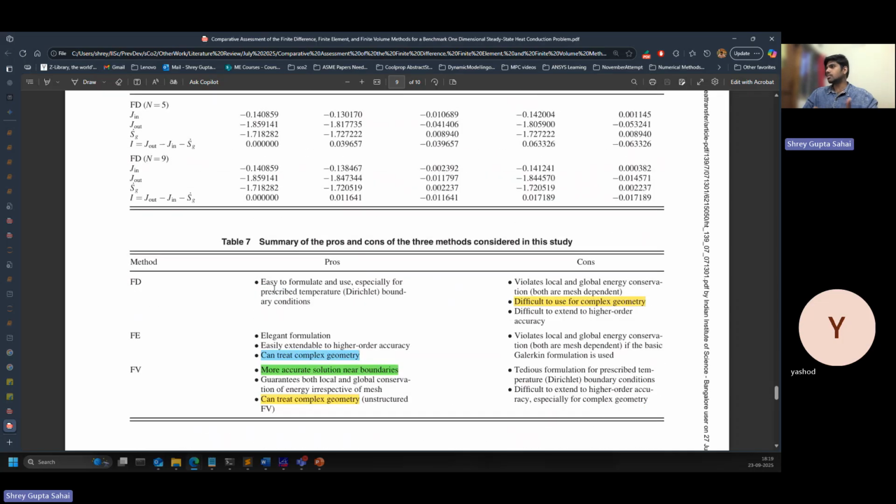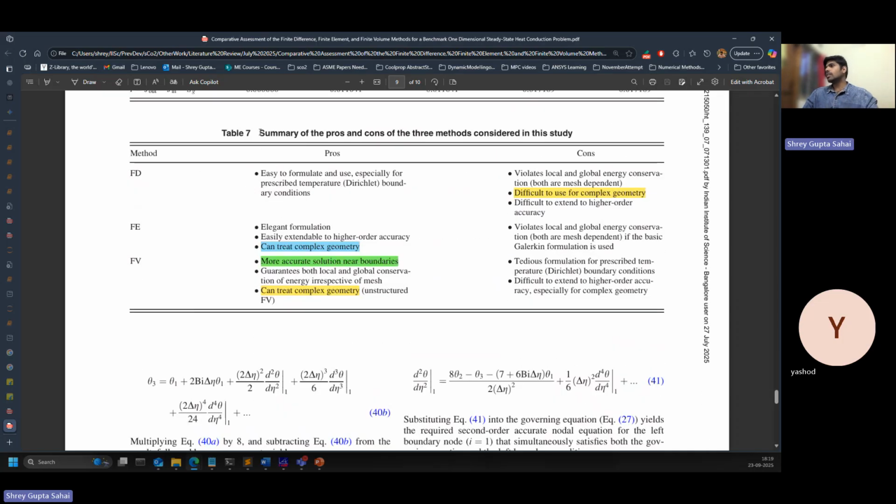As I was mentioning, this paper which I was following mentions some pros and cons. It says that finite difference is easy to formulate and use, especially when you have prescribed temperature boundary conditions, basically Dirichlet boundary conditions. But it violates local and global energy conservation, and it is difficult to use for complex geometry.